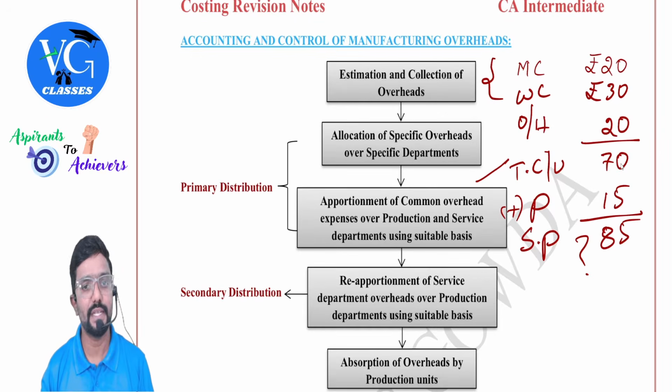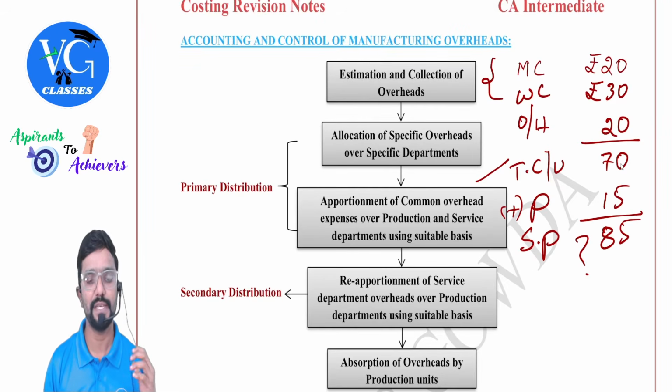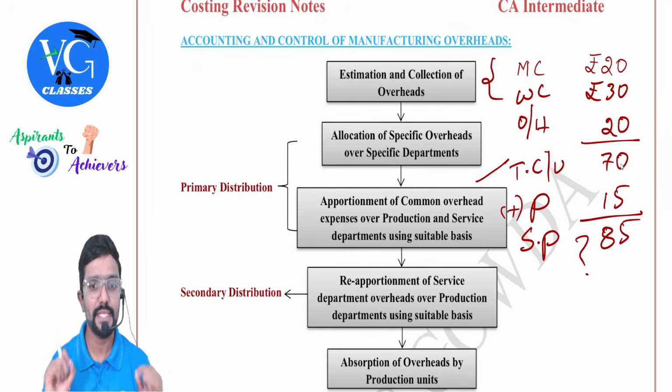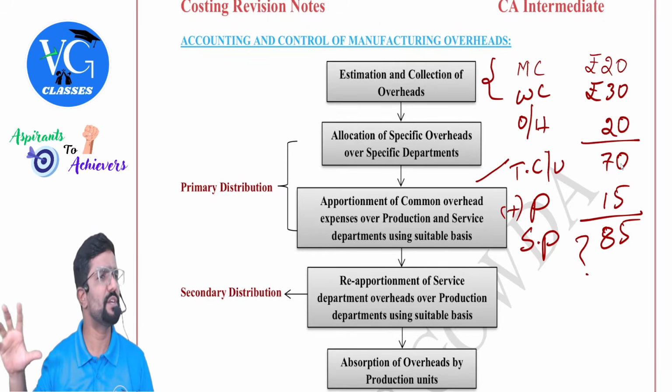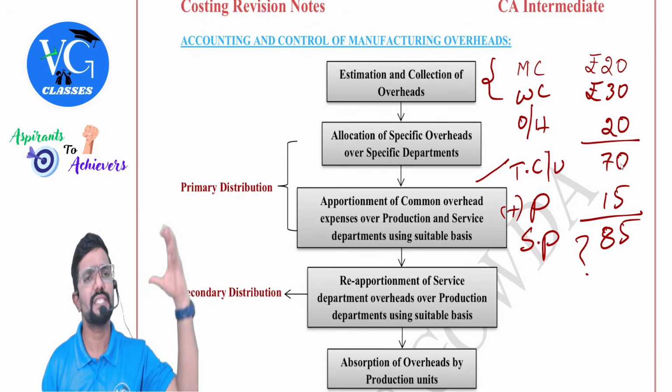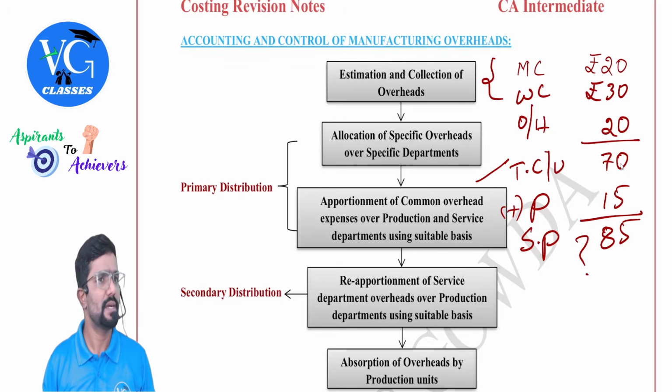Okay, sir. How is it? There are various steps involved in it. We will see one by one. First one, estimation and collection of overheads. Guys, there will be different types of overhead expenditure which would be incurred in an organization. First, calculate all that. Clear estimate.